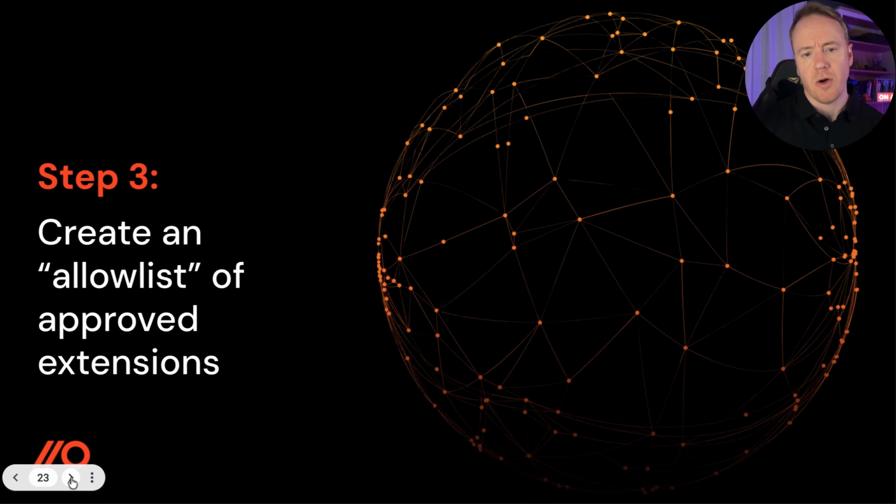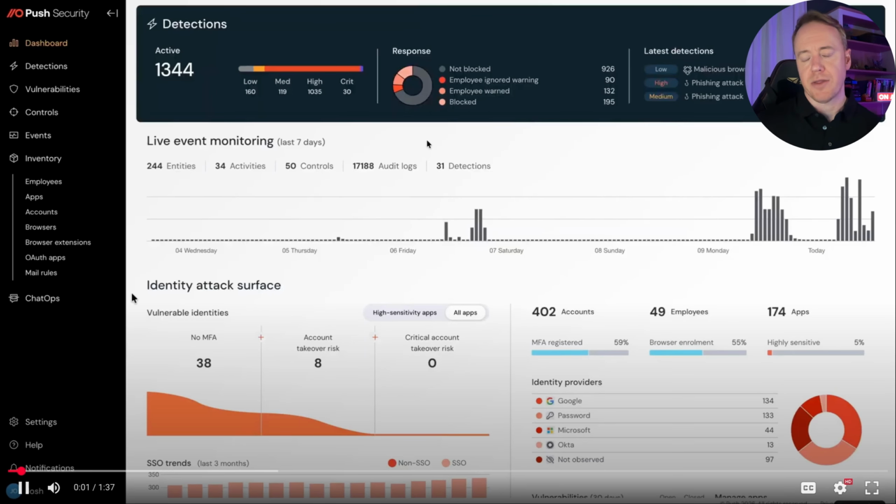But for now, it's all about building that inventory and starting to make some risk decisions around what extensions we may or may not want in the environment. So that's steps 1 and 2. Step 3 is to create an allow list of approved extensions and start to implement some mitigating controls around extensions in your environment. So here's how this works.